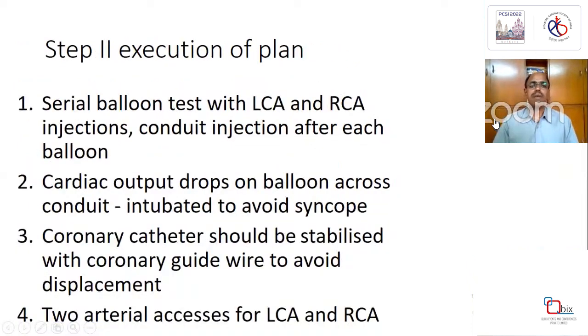So we decided to do a serial balloon testing with left coronary artery and right coronary artery injections. During this procedure, the cardiac output will drop to 0 and the patient may develop a syncope, and so we decided to intubate the patient. The coronary catheter may get displaced during the balloon inflation, so we decided to stabilize the catheter using coronary guide wires. So we decided to take 2 arterial access both for our LCA and RCA.